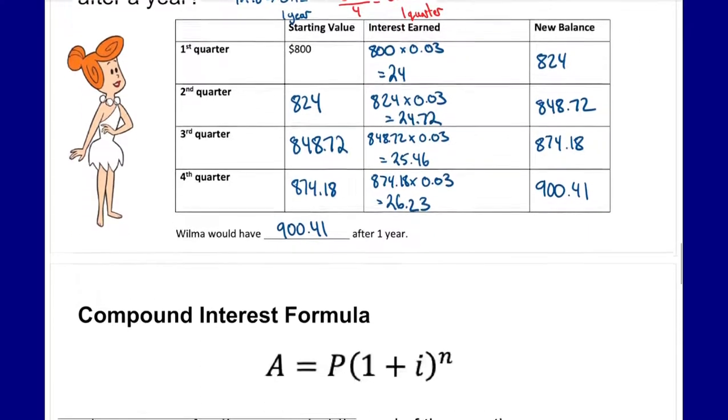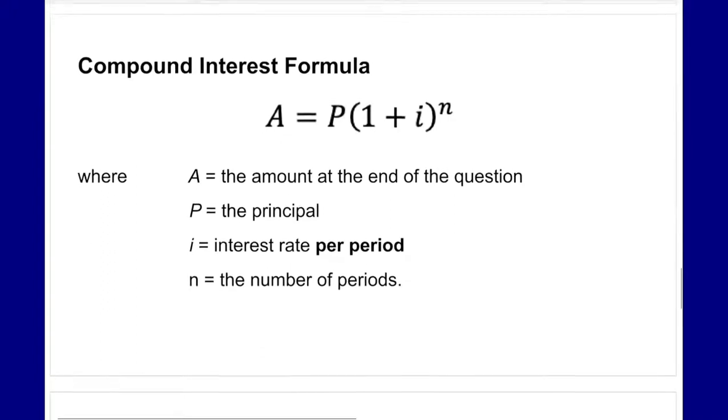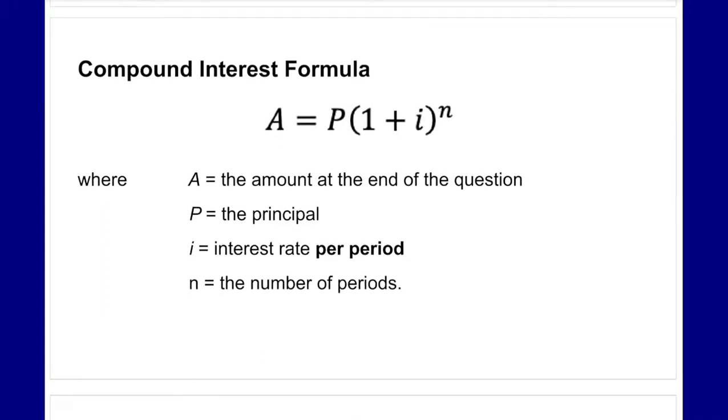We do have a formula for this, and it is an application of exponential models. So we can see the equation here. This is very reminiscent of an exponential model, an exponential growth model to be specific, because we see that we have an initial amount P, we're multiplying it by a growth rate of 1 plus I, and it's raised to an exponent of n, or a variable. So this is our compound interest formula. A is the amount at the end of the question, or again, the future amount. P is the principal, which is again the initial amount.